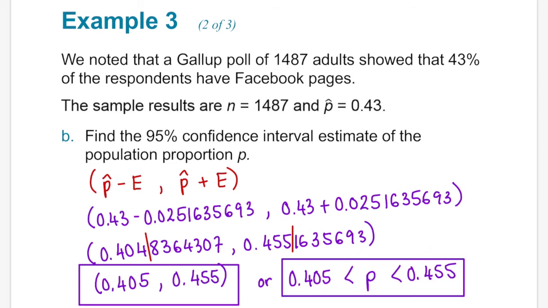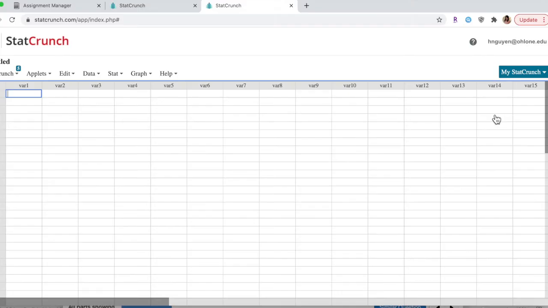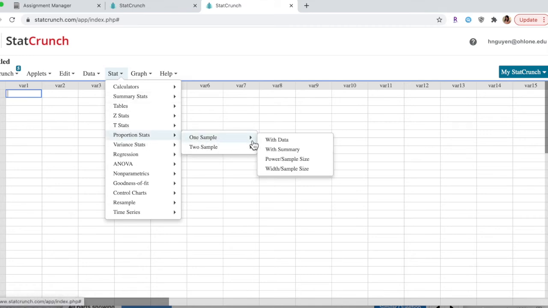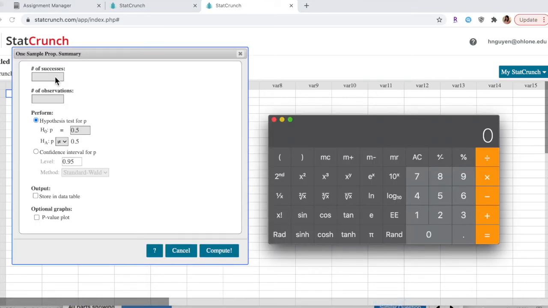You can also find the confidence interval using StatCrunch. To find the confidence interval for proportion, we are going to click on Stat, Proportion Stats, One Sample with Summary. The number of successes is your X, but in this problem, they don't give you X. They gave you P hat and N. To find X, you're going to take P hat times N.